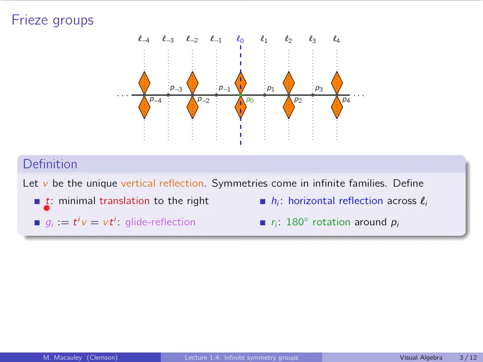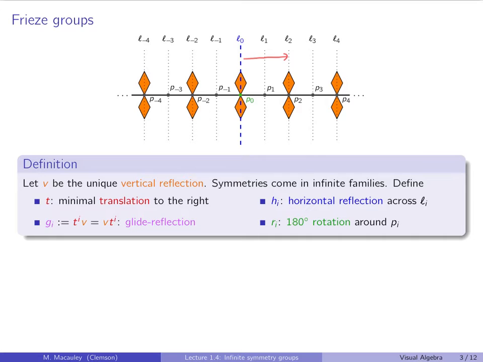If we define T to be the minimal translation to the right, so that's translation by this amount, I guess 2 units if we call this a unit, then any power of T, T to the i for any integer, is going to be a translation. There's the first infinite family.